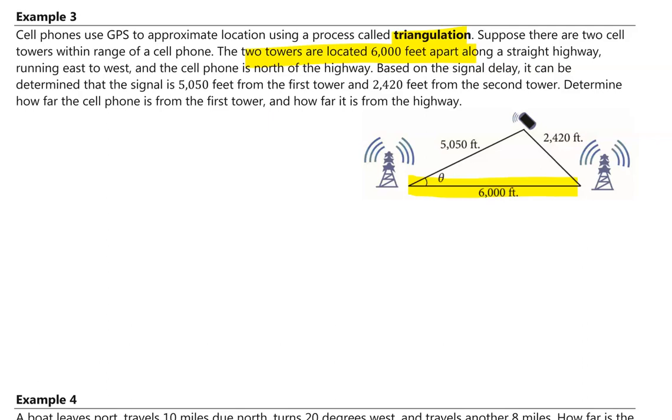Based on the signal delay, it can be determined the signal is 5,050 feet from the first tower. So this is 5,050 feet, and 2,420 feet from the second tower, which is this side. Determine how far the cell phone is from the first tower and how far it is from the highway.